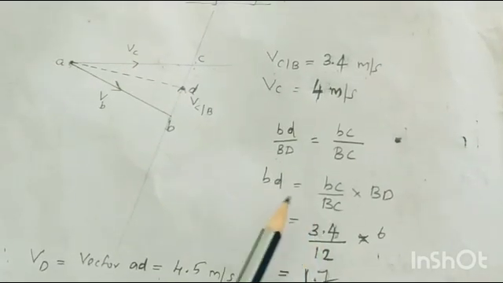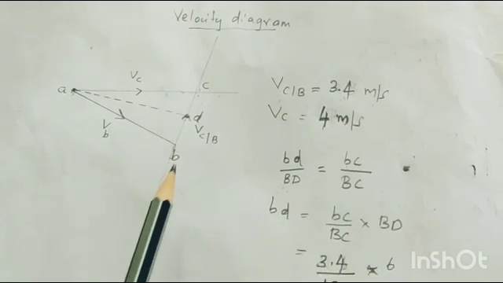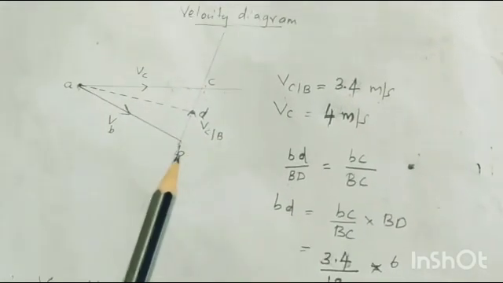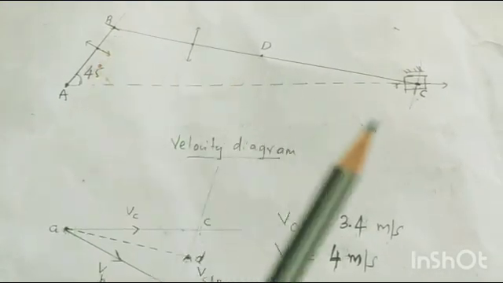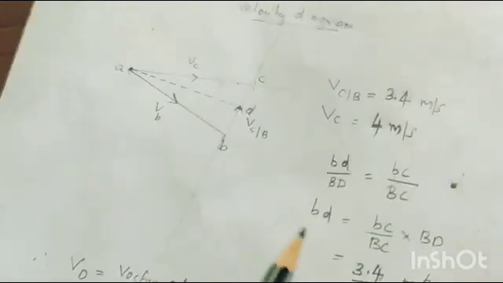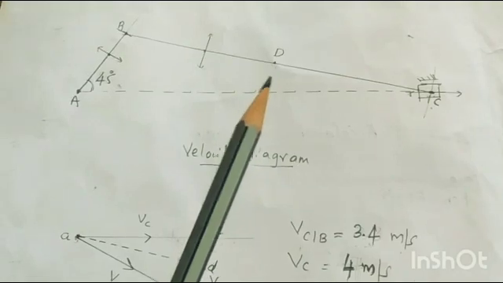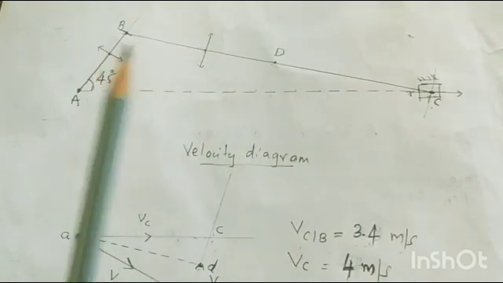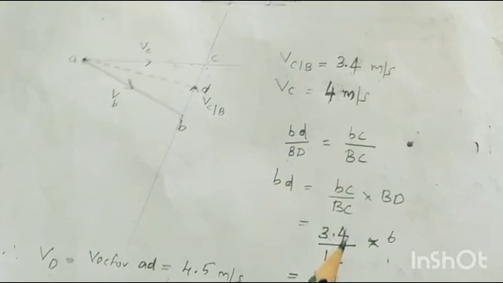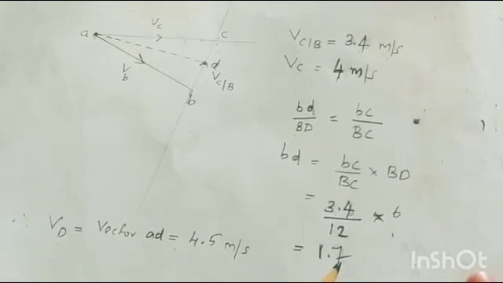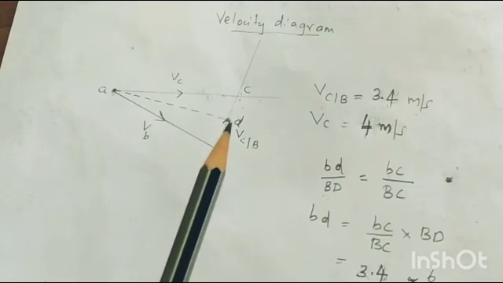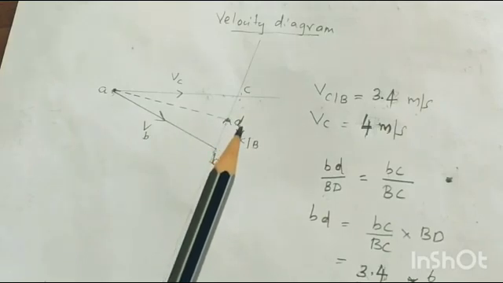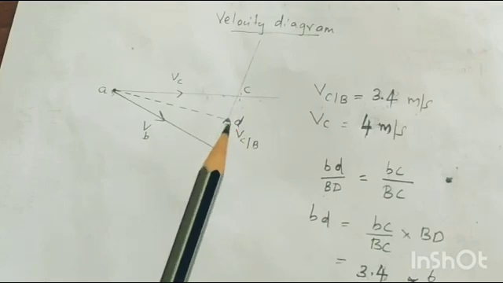So we can substitute the values. Since this value we don't know initially, we know the other values. We can measure the whole value, we got it as 3.4, divided by the full BC, which is 12, 12 is what we have taken in the scale, into BD. BD, since it is a midpoint, with total 12, will be 6. So that is how we have done, and we got the value 1.7. So from here take 1.7 and mark a point here. That will be your required small letter d.